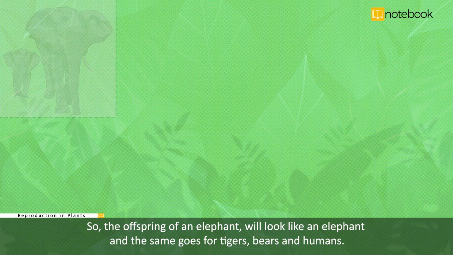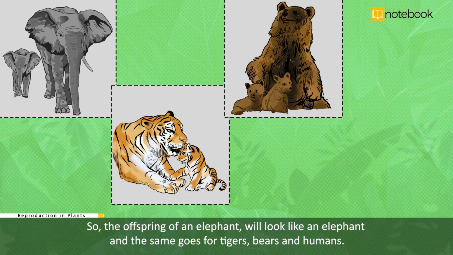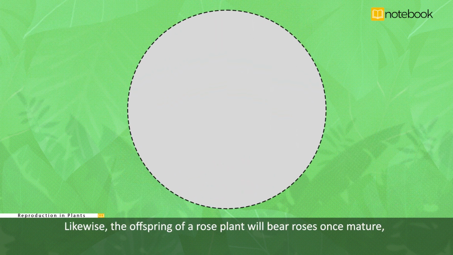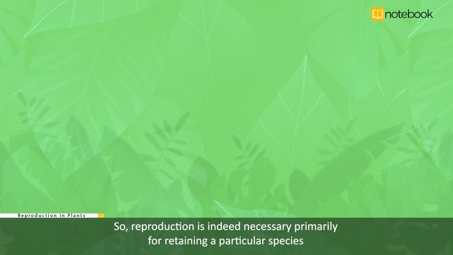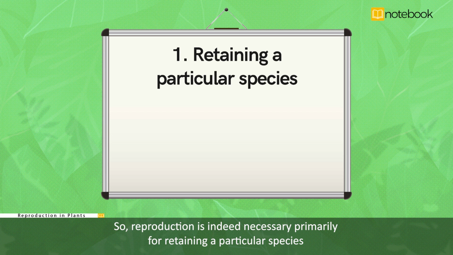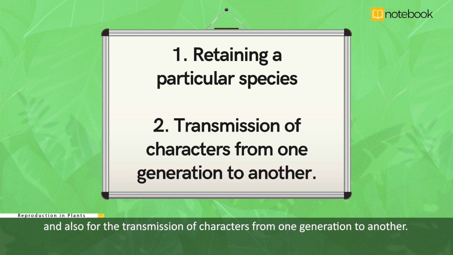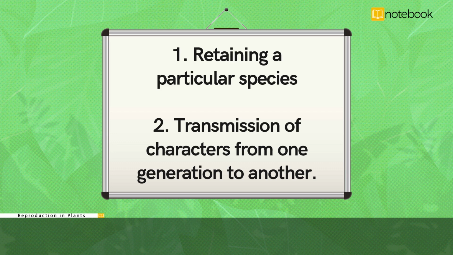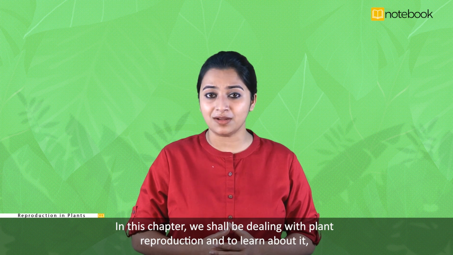So the offspring of an elephant will look like an elephant, and the same goes for tigers, bears, and humans. Likewise, the offspring of a rose plant will bear roses once mature, similar to its parents, and the same goes for all other plants as well. So reproduction is indeed necessary primarily for retaining a particular species and also for the transmission of characters from one generation to another.